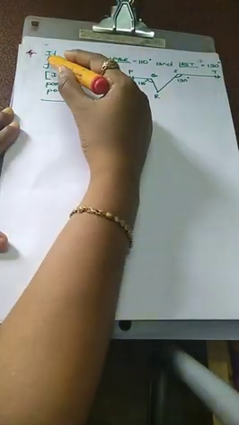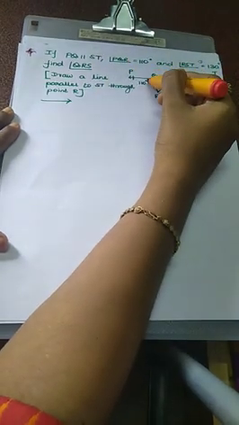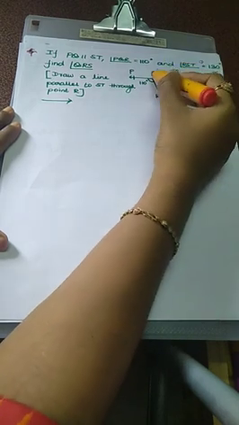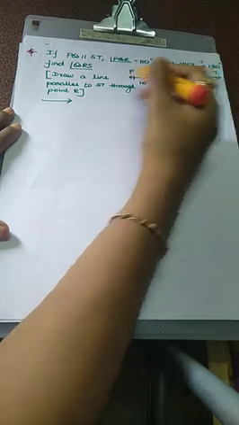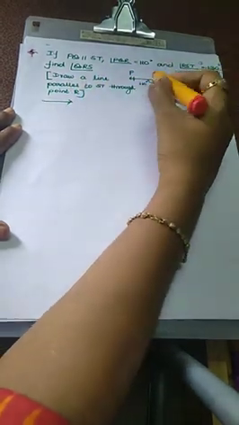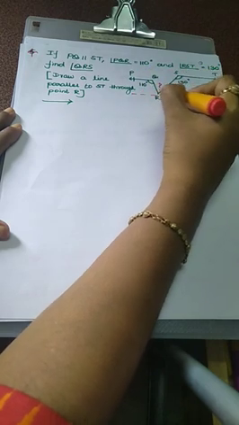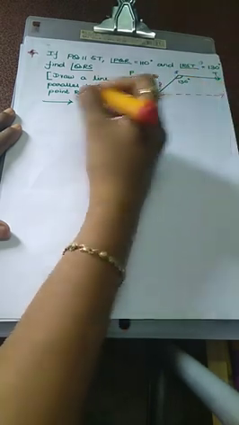Next problem. If PQ is parallel to ST, angle PQR is equal to 110 degrees and angle RST is equal to 130 degrees. Find QRS. This is our question. One hint is given: draw a line parallel to ST through point R. So we have to draw a parallel line through R. This is the given clue.